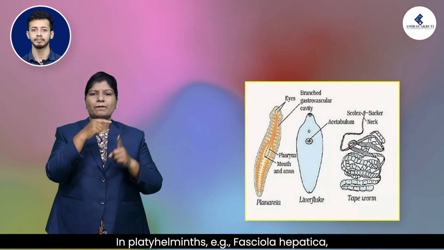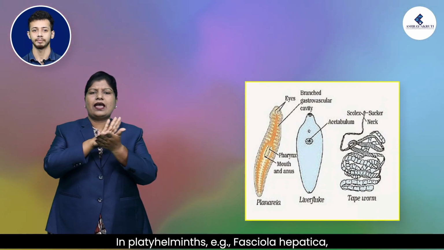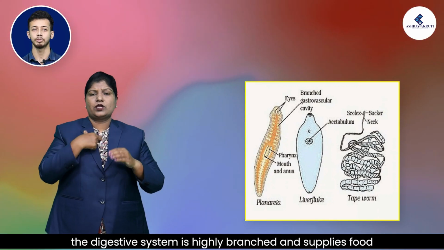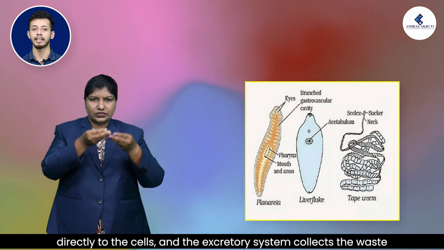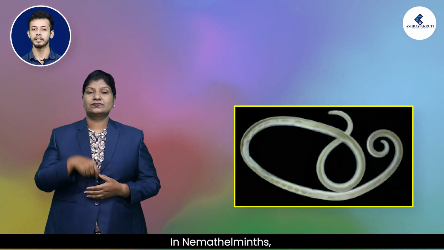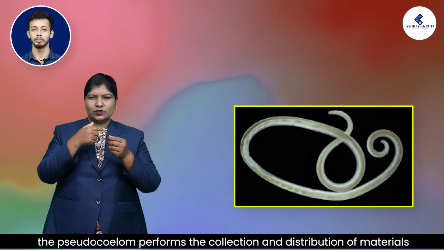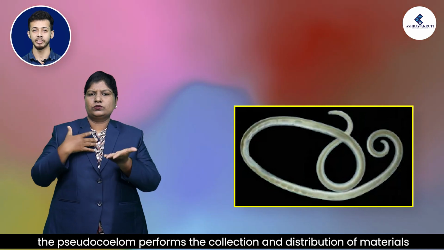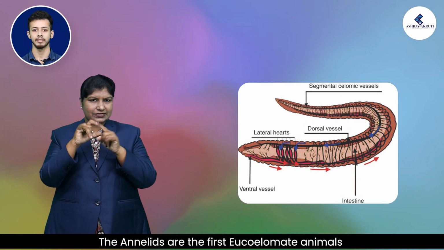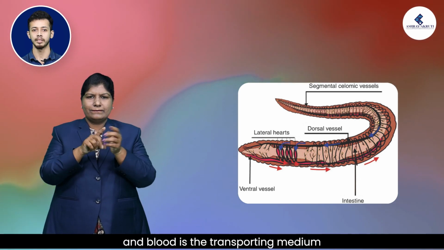In platyhelminthes, for example Fasciola hepatica, the digestive system is highly branched and supplies food directly to the cells, and the excretory system collects the waste. In nemathelminthes, the pseudocoelom performs the collection and distribution of materials. The annelids are the first eucoelomate animals that developed a pulsatile vessel to move the fluid and blood in the transporting medium.